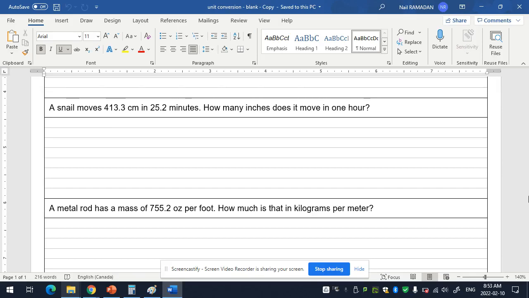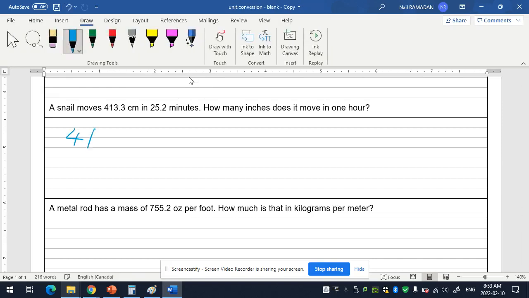But am I giving you one number here or two now? So you can't just say 5.23 something per something. You have to say 413.3 over 25.2. So my first step is writing 413.3 over 25.2, and then I write centimeters per what? Per minute. That's exactly what the problem says. Times.